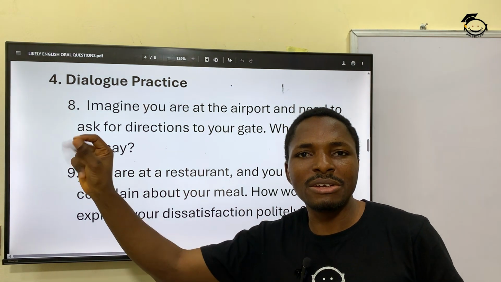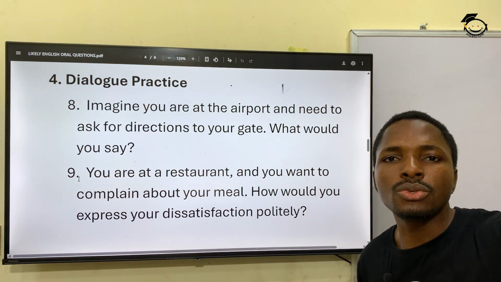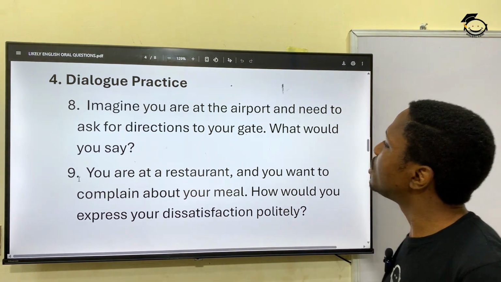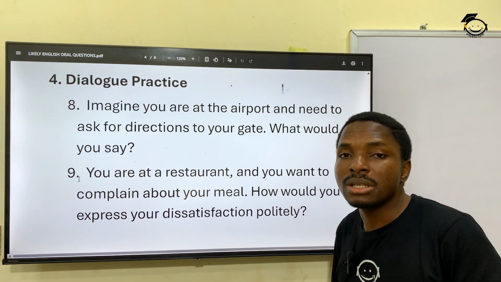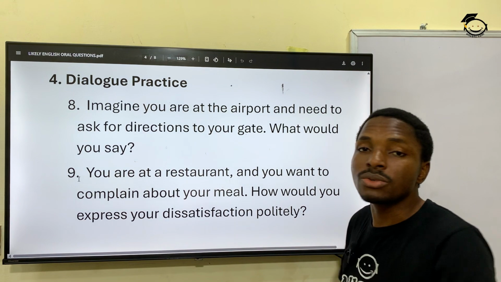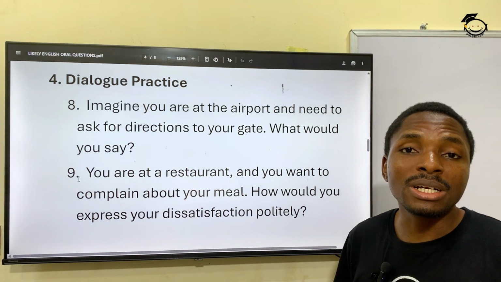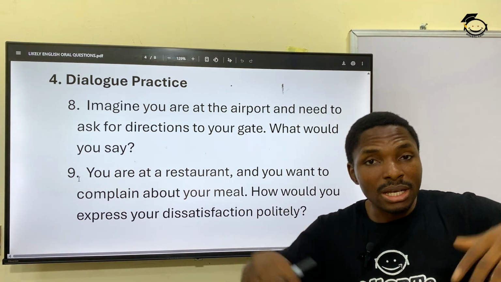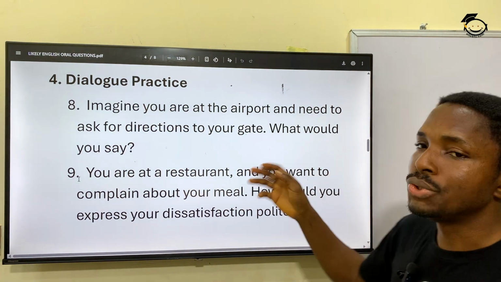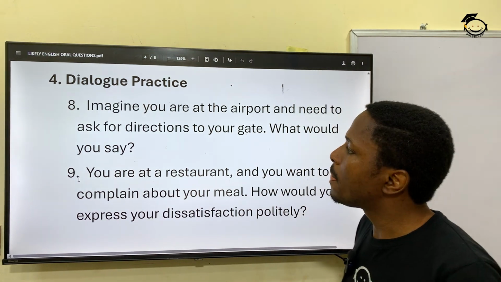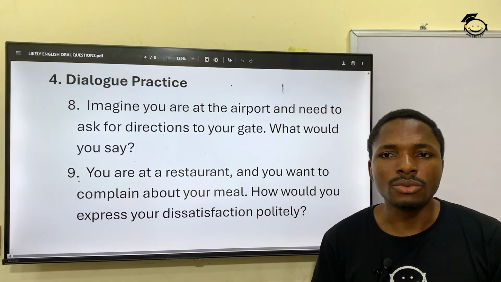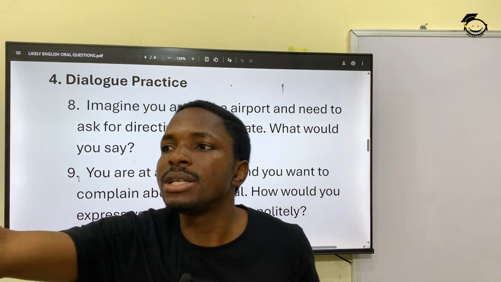Because you can't be asking for direction from Murtala Airport to maybe where you are staying at Abule Egba. No. So you are at the airport and need to ask direction to maybe, let's say, the left wing gate, or the gates to the Chicken Republic cafeteria, or within the airport community or the surroundings of the airport. What would you say? How would you put it? So now people are passing by. You are at the airport. Would you just say, "Sir, where is the gate to?"